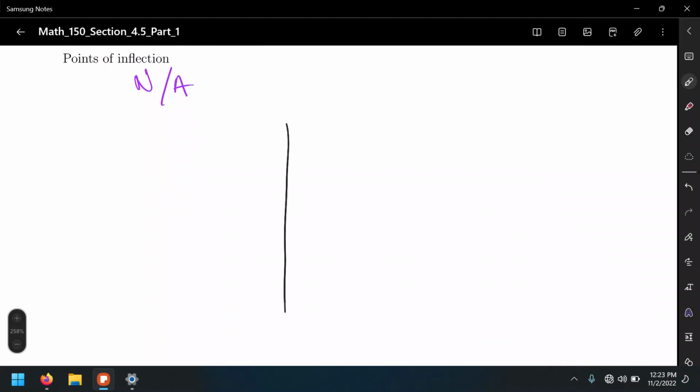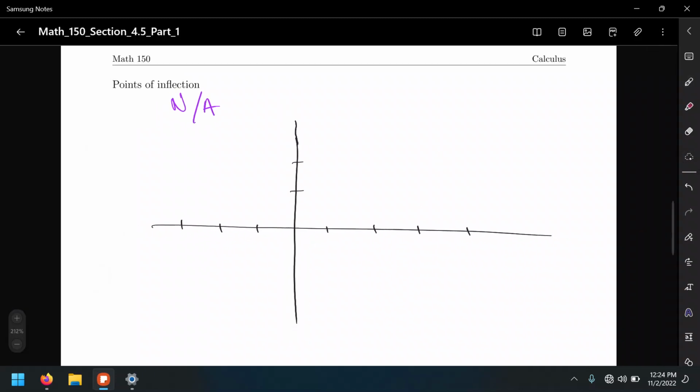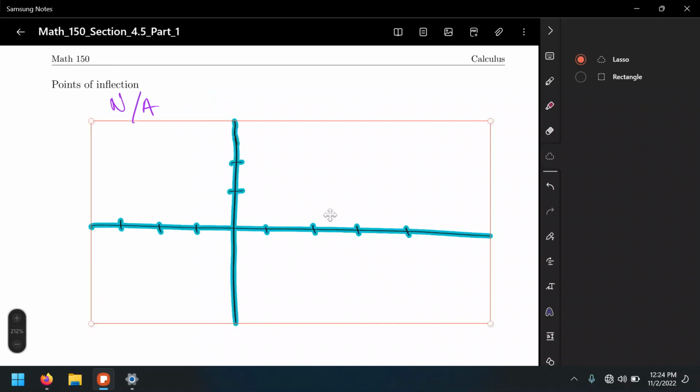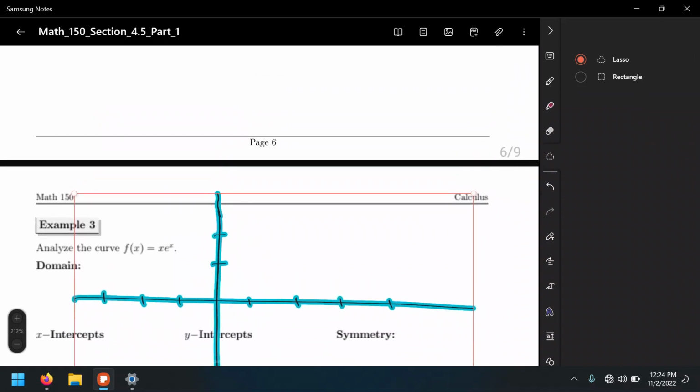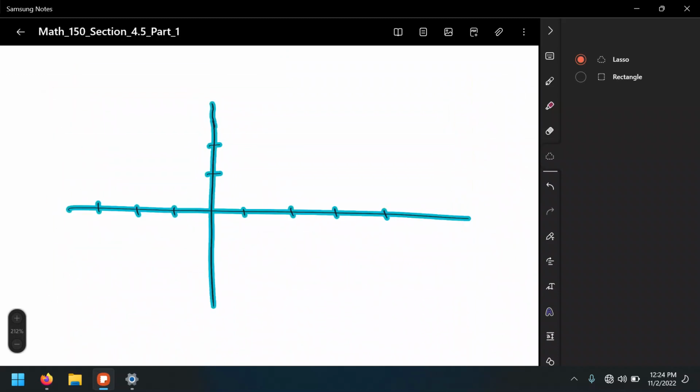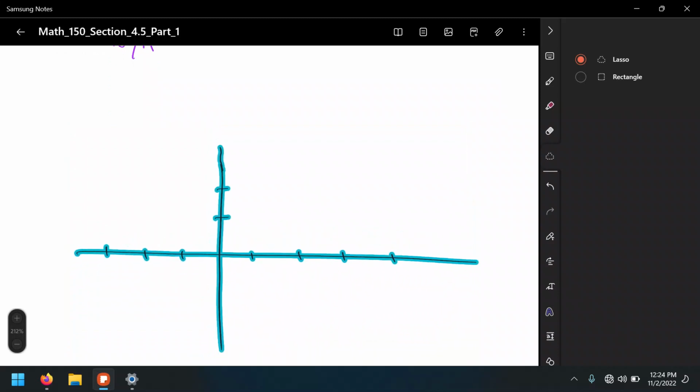Alright, negative 1, negative 2, negative 3, 1, 2, 3, 4, 1, 2, and what else? Let me move it a little down. Oh, come on, not too far. Alright, here's fine.